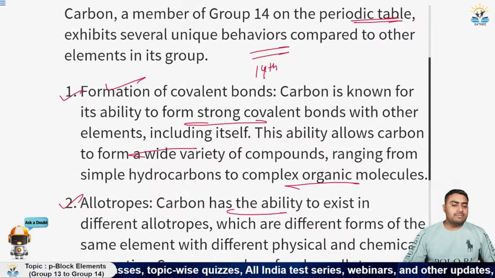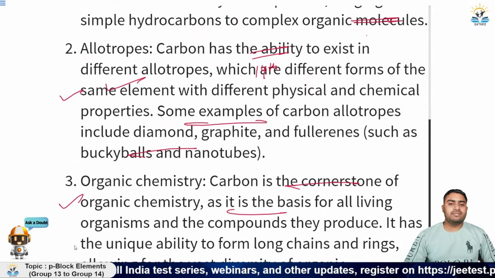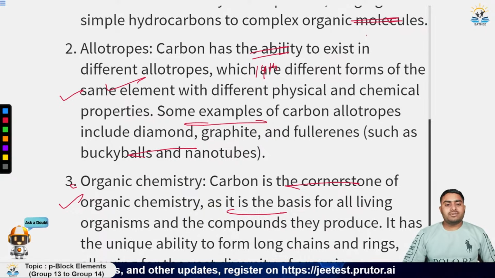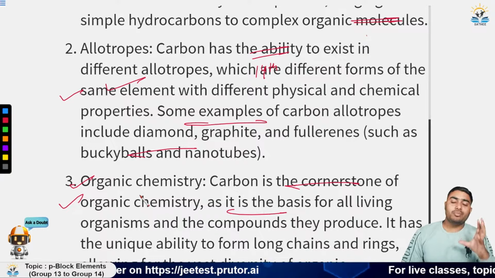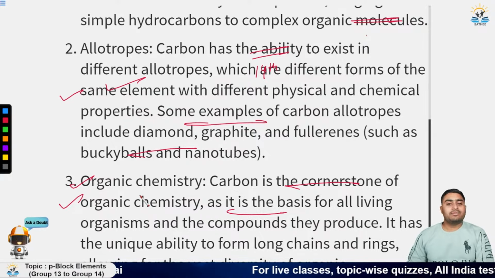Some examples of carbon allotropes, as I told you already, are diamond, graphite, and fullerene. Fullerene is like buckyballs and nanotubes. Next one is organic chemistry. As I told you already, carbon is the backbone of organic chemistry, right? So in organic chemistry we have to study majorly carbon and hydrogen compounds.